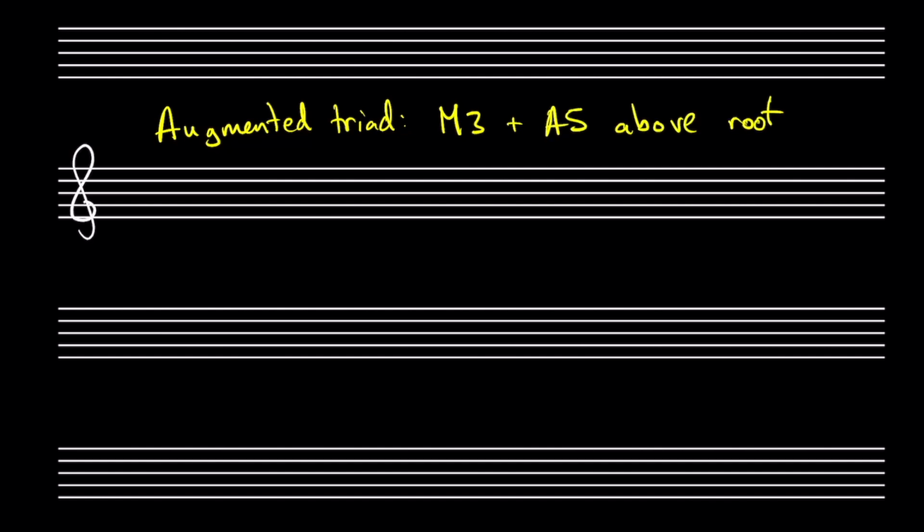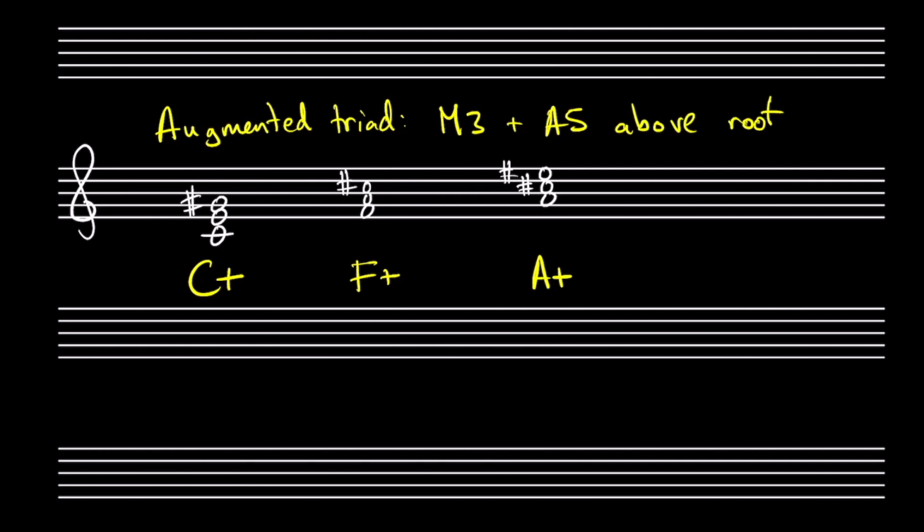Finally, we have the augmented triad, which has a major third and an augmented fifth above the root. So a C augmented triad would have C, E, and G sharp. We write this with the root and then a little plus sign in lead sheet notation. An F augmented triad would have F, A, and C sharp. An A augmented triad would have A, C sharp, and E sharp.